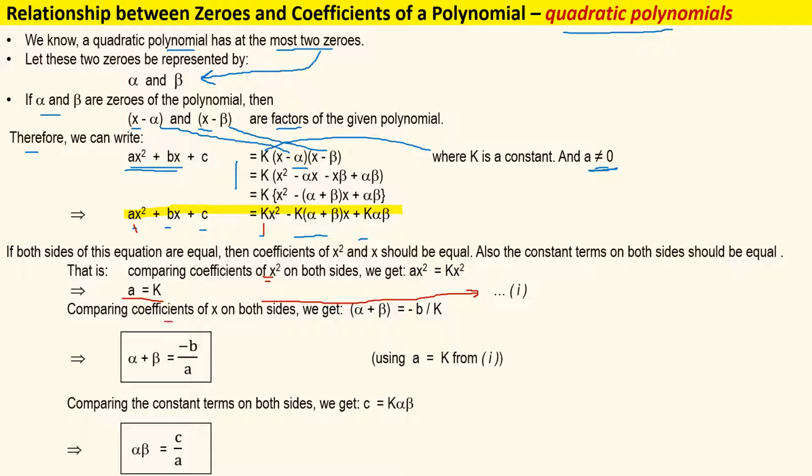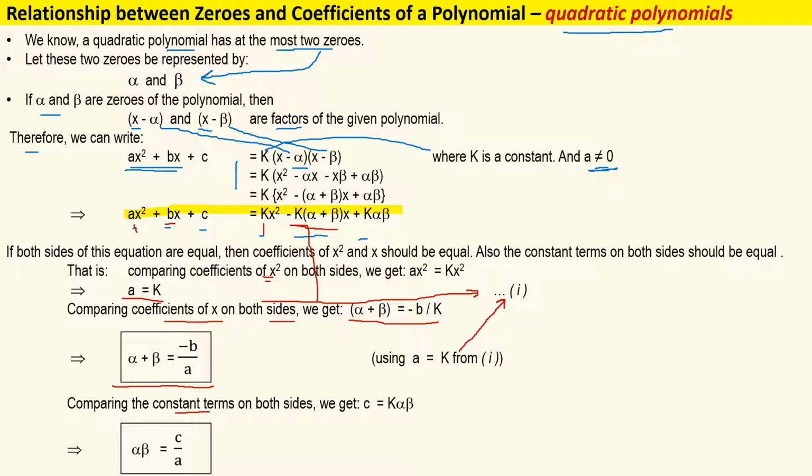Now let's compare the coefficient of x on both the sides. The coefficient of x on the right hand side is minus k times alpha plus beta, and on the left hand side this coefficient of x is b. So if we compare these two coefficients, we get alpha plus beta is equal to minus b by k, that is alpha plus beta is equal to minus b by a. And of course, we are using here the fact that a is equal to k, which we deduced from the statement number 1.